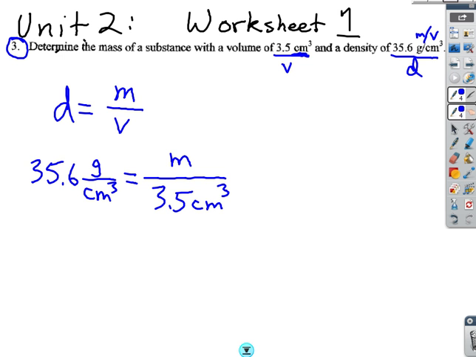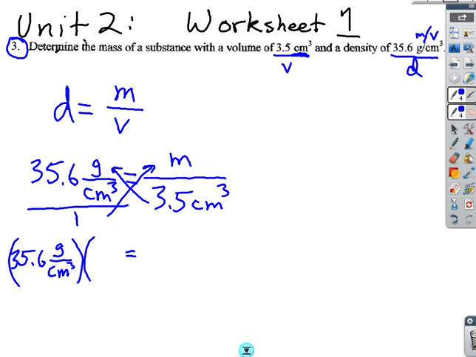All right, in order to solve this, we need to get M alone. You can think of this as cross multiplication, where we think of this left side of the equal sign as being over 1, and therefore we can cross multiply. So I can multiply the number up here, I can multiply this number up here. And as a result, I get 35.6 grams per centimeter cubed multiplied by 3.5 centimeters cubed. And then that's equal to 1 times M, which is M.